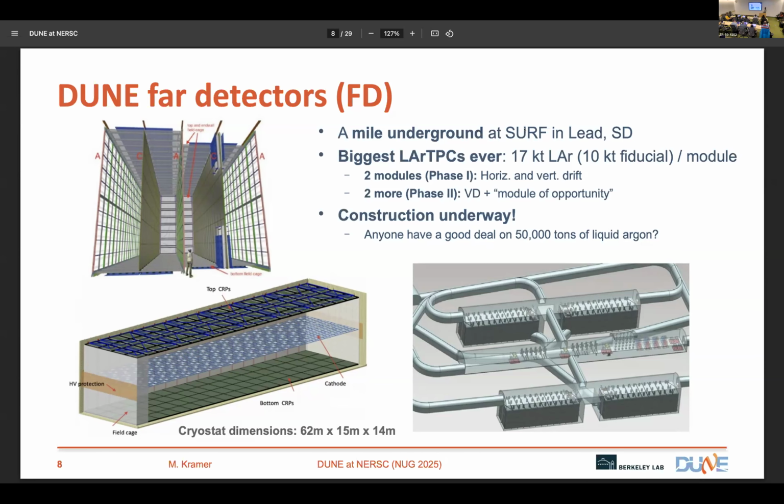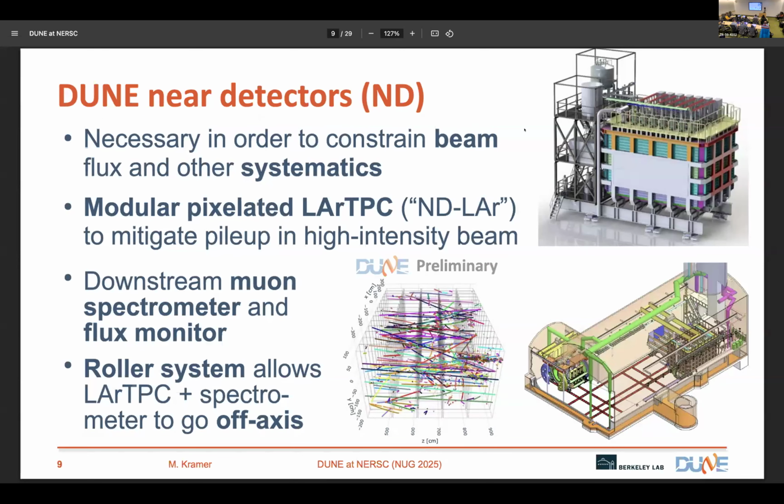technology that we show here, and then the so-called module of opportunity, which means that if we can find the money and agree on what to build, we'll build something. But we don't know what it will be quite yet. So we're going to need a lot of argon for this, as you can see. And so getting the argon and keeping it there, lots of challenges involved with that, but I won't go into that. Instead, I'll talk now about the near detectors.